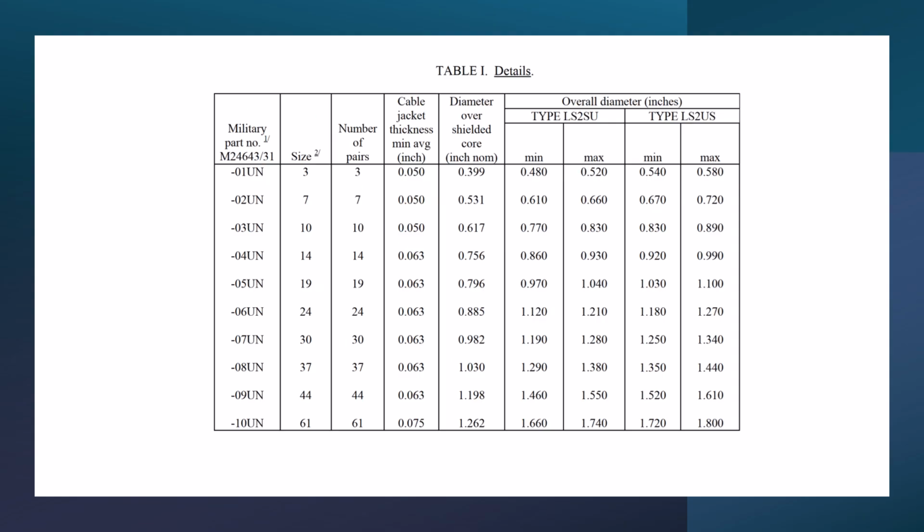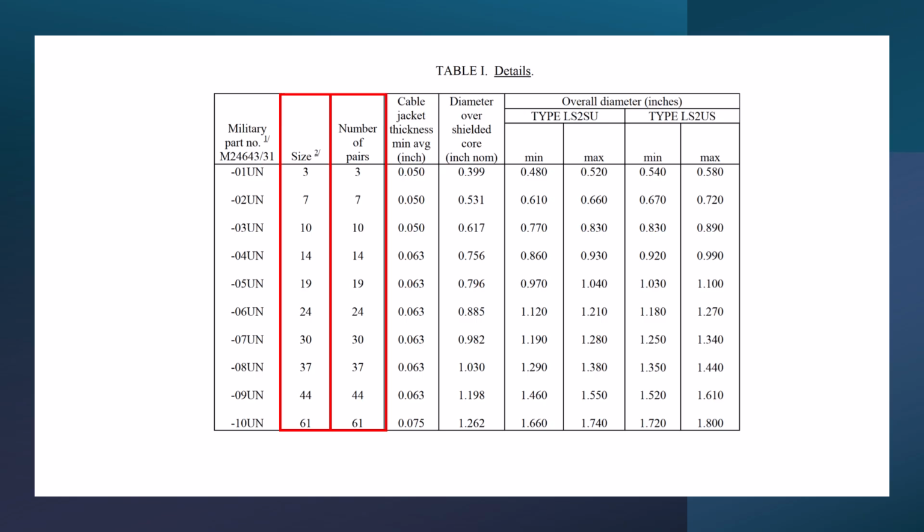Next, when we look at Table 1, we see a column labeled size. In this specification, the size number corresponds directly to the number of twisted pairs in the cable. Since the size value and the number of pairs value match in every row, the size designation simply acts as shorthand for the cable's pair count.